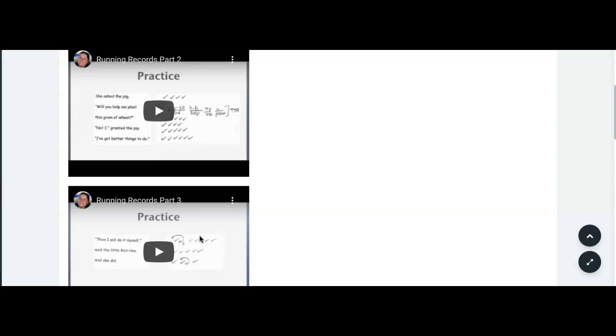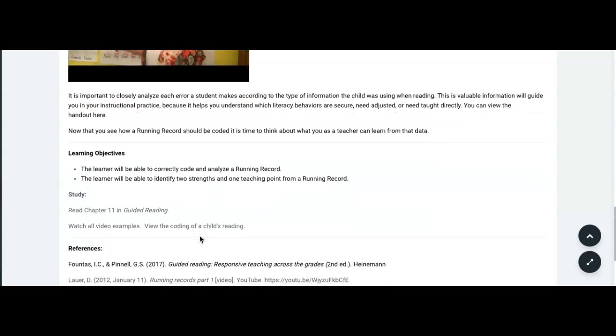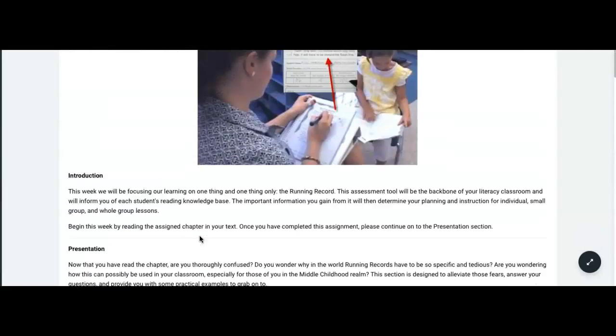Teaching points, you're looking at the errors. Did they neglect to use the meaning of the story in that error? Is the error using the structure of the story correctly or incorrectly? Does the error look visually similar to the text? And these all come with practice, as I've said before. If you have questions about running records, please ask.